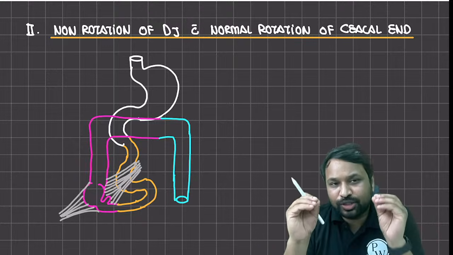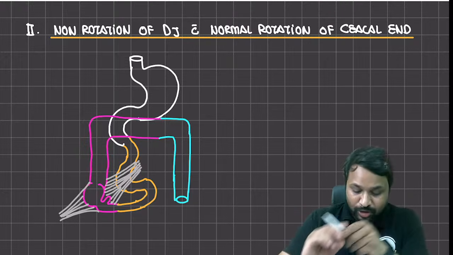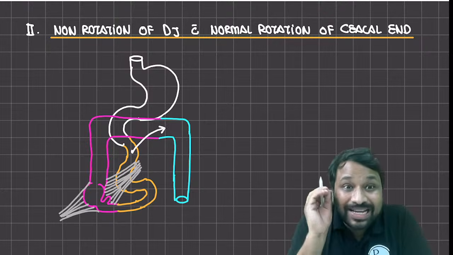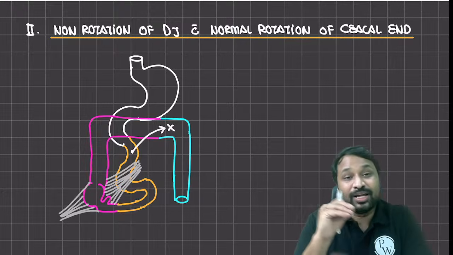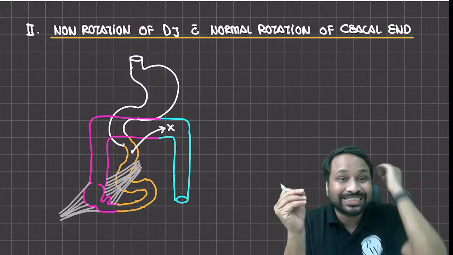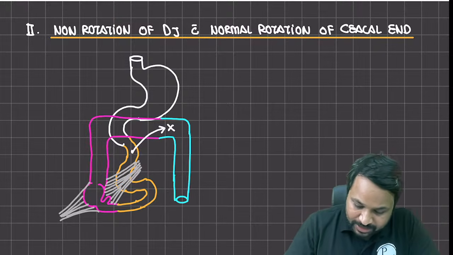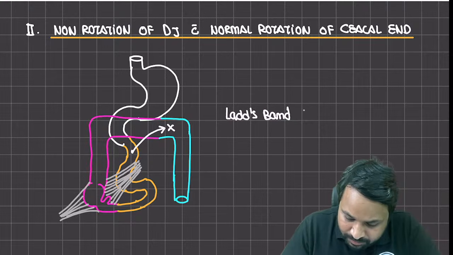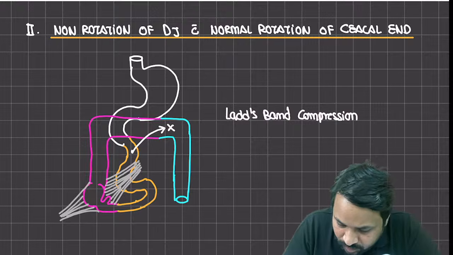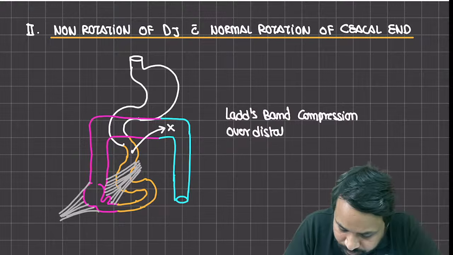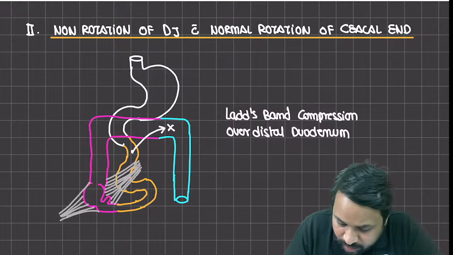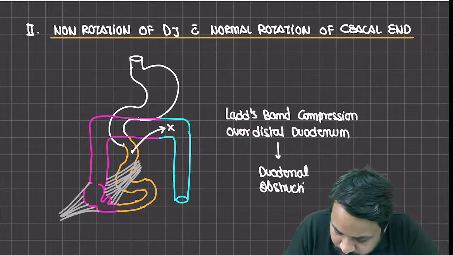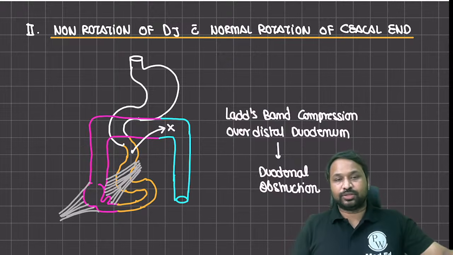ठीक है. So in a non-rotation of the duodenojejunal junction, normally हमारा जो DJ junction है ना, normally the DJ junction should have been here, ठीक है, on the left top, but वो गया नहीं वहां पे. ठीक है. This did not happen. It stayed in its position. Now, because it stayed in its position, the Ladd's band had gone on top of it. Now it is compressing the duodenum. So, इधर क्या होगा? In this particular scenario, you will notice that the Ladd's band compression over distal duodenum will result in duodenal obstruction. So here the baby is going to present to you with duodenal obstruction. Clear?